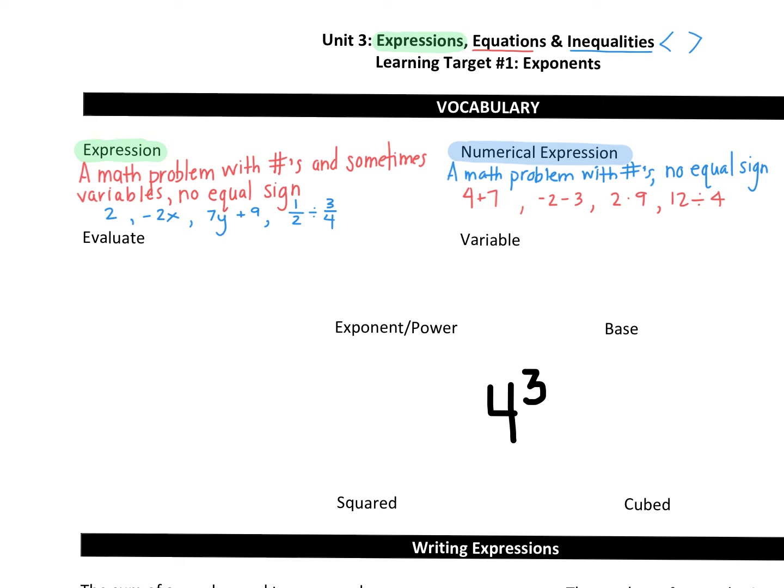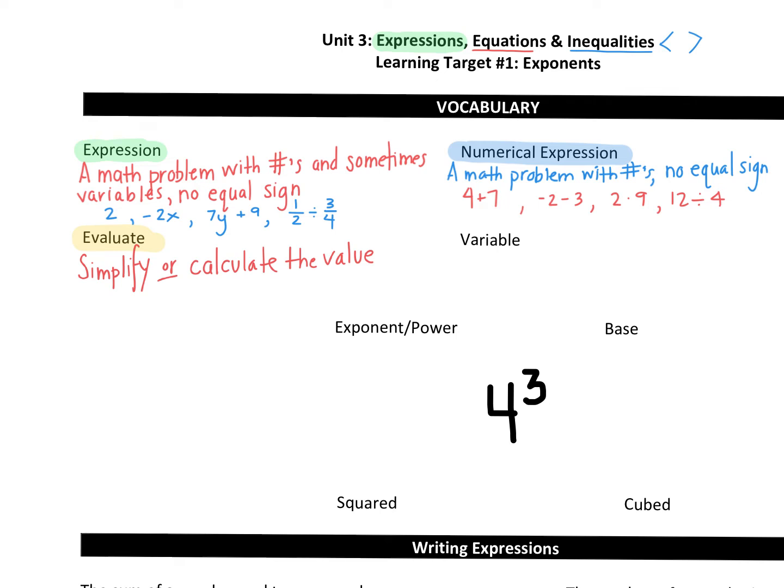All right, let's highlight the next word, which is evaluate. What does it mean when I say evaluate? To evaluate something means to just simplify it, or calculate the value. I'll show you what I mean right now. Make sure you have these words written down, right?